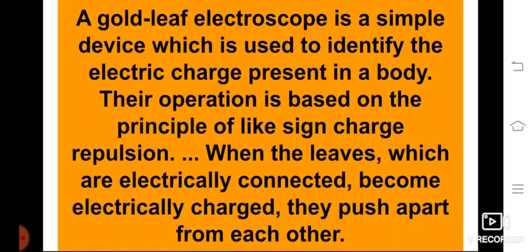A gold leaf electroscope is a simple device. It is used to identify the electric charge present in a body. It is based on repulsion and attraction. We already know that same charges, when they come close together, repel each other, but opposite charges attract each other. Based on that, we can easily find out what charge is acting on the particular object, and whether it is charged or not.